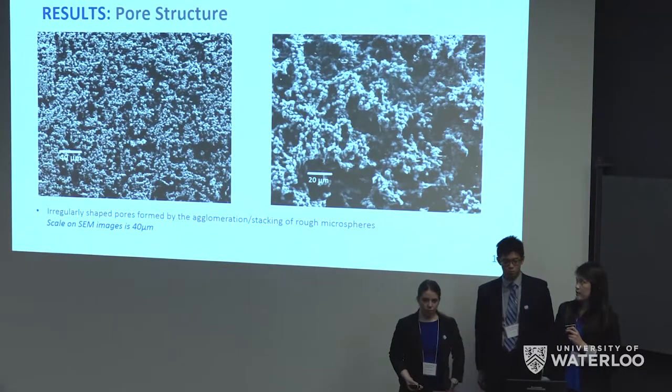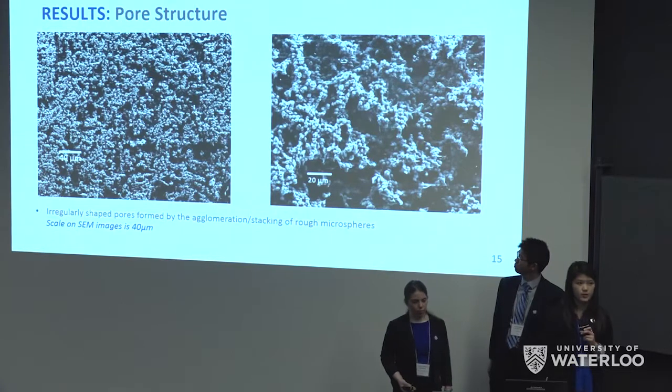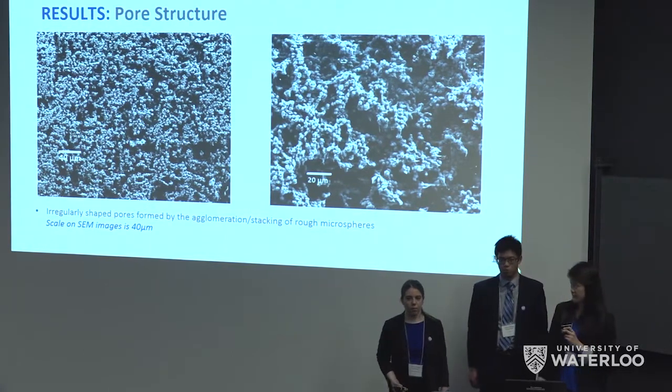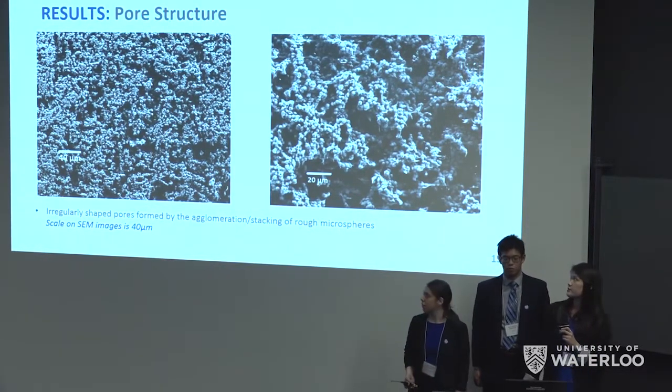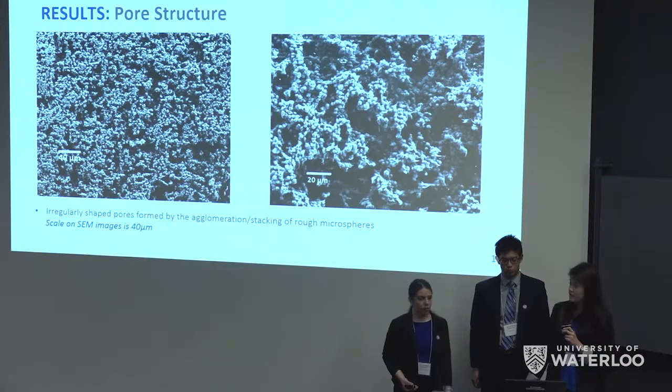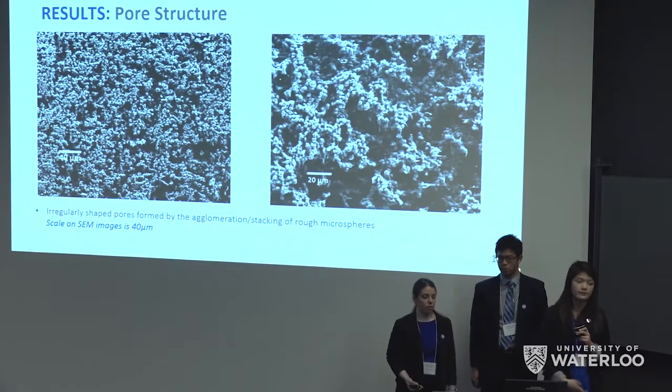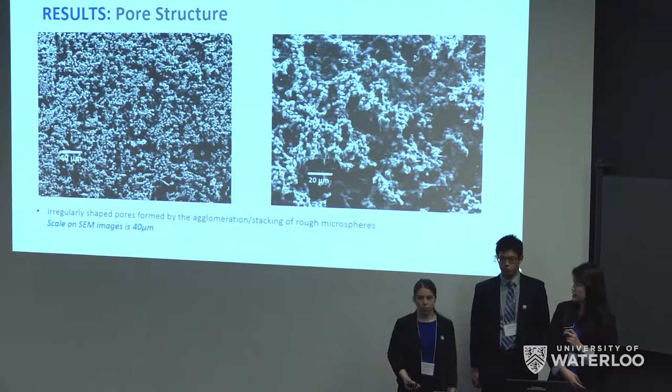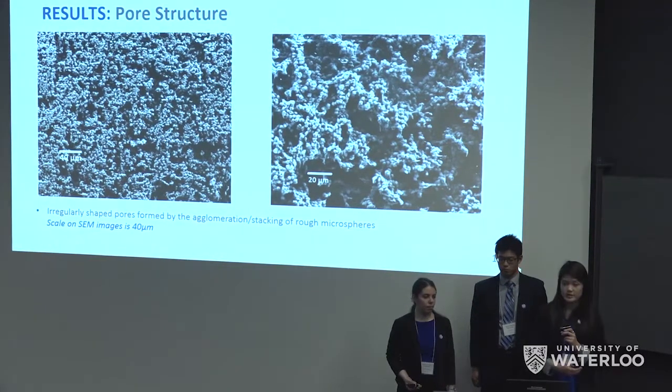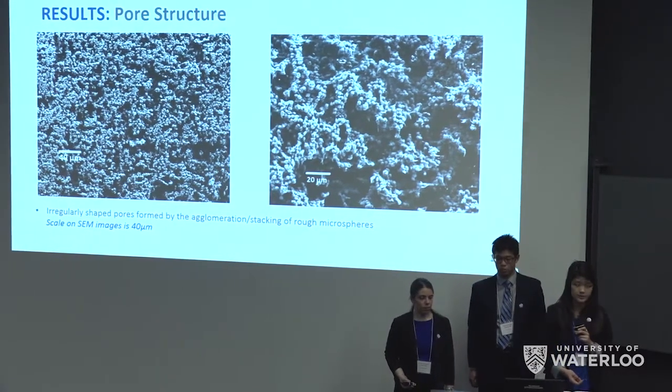Next, we also wanted to look at the pore structure and the morphology of our material through SEM. You can see that we have a lot of irregularly shaped pores due to the fact that there are a lot of microspheres stacking on top of one another. So it's a bit difficult to determine what the actual pore size is just because they're so irregular, but it's very obvious that we have a hierarchical distribution of these pores.